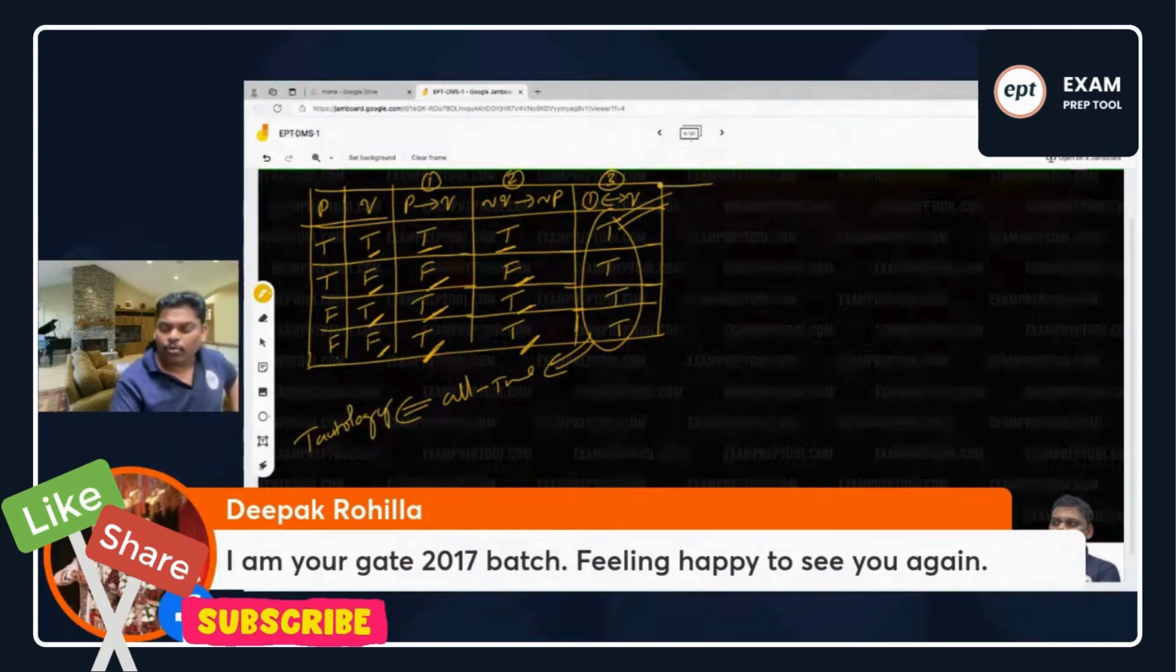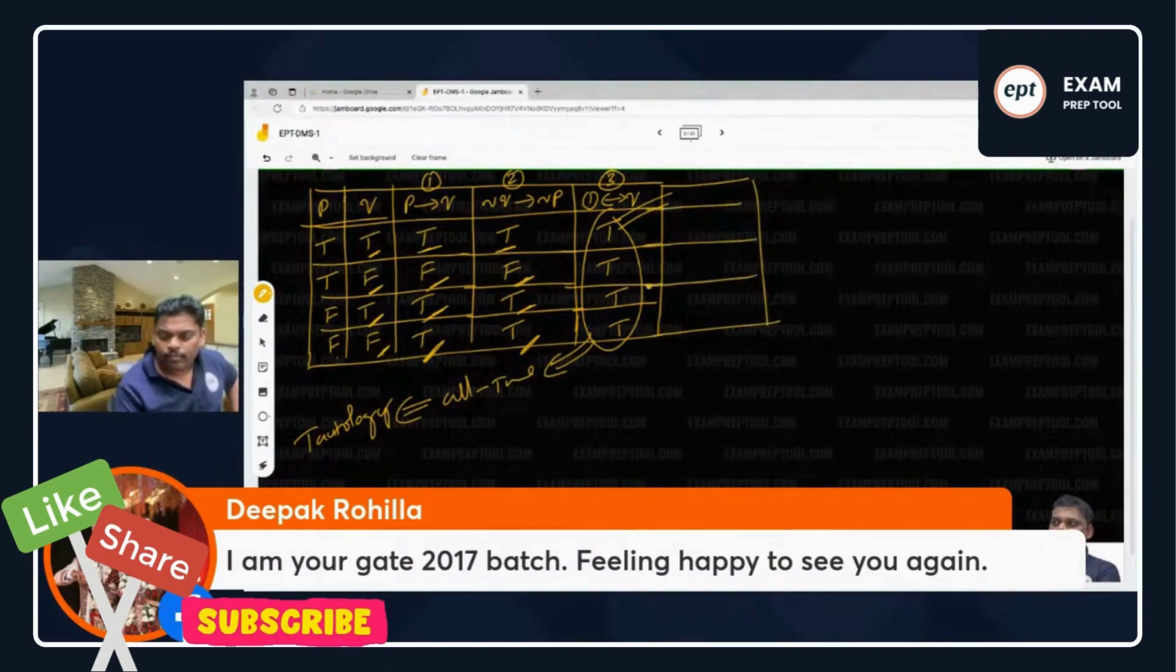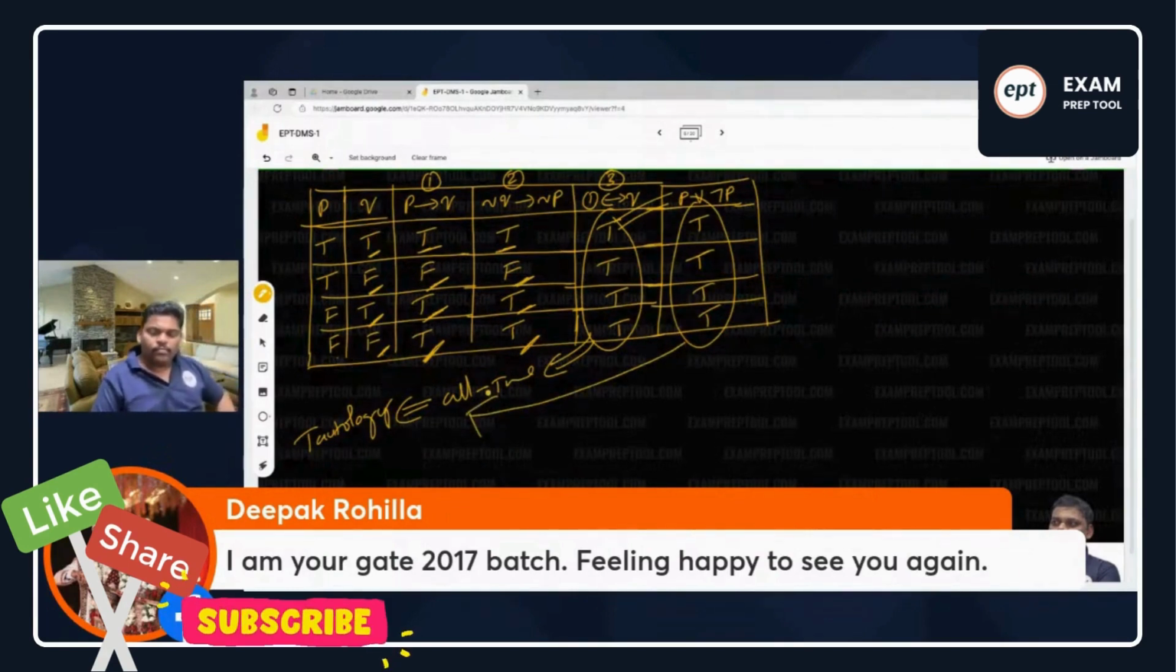Now see this one. One more thing. Can you see this? P OR negation P. What is the answer? P and negation P become different. True, false, true. False, true, true. Right, true. I think this is also a tautology. If P is false, negation P is true. If P is true, negation P is false. So definitely with the OR operator, everything is true only.